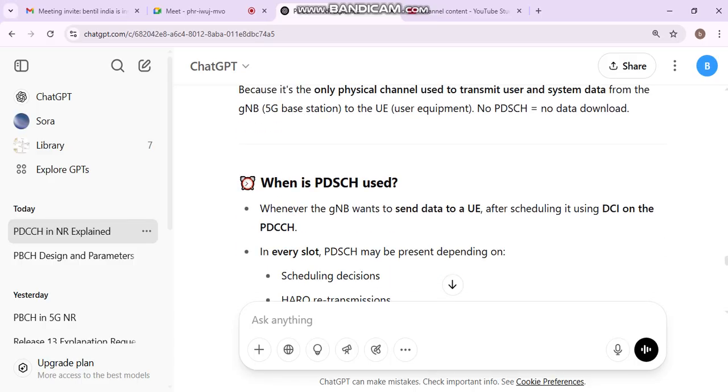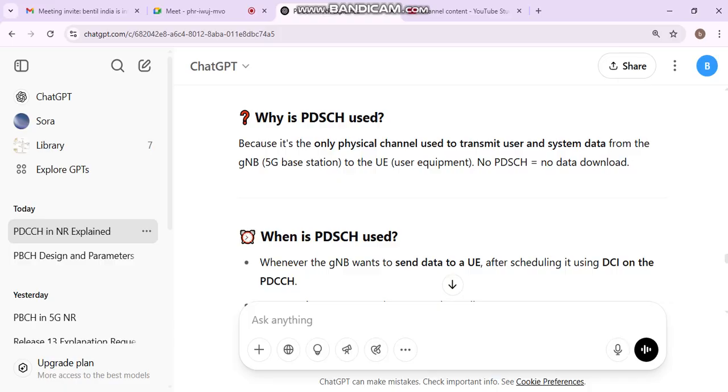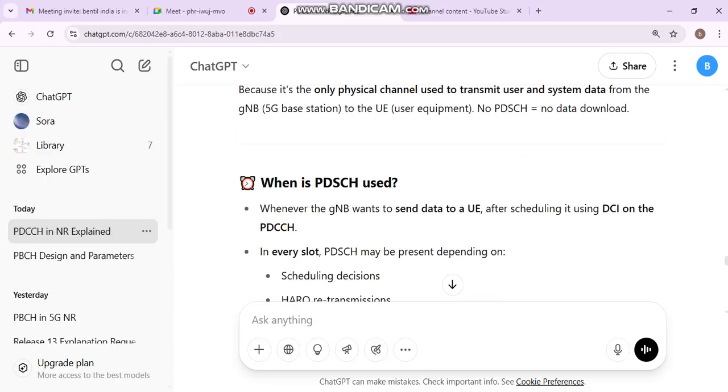So why is PDSCH used? Because it's the only physical channel used to transmit user and system data from the gNodeB, the 5G base station, to the UE. No PDSCH, no data download.